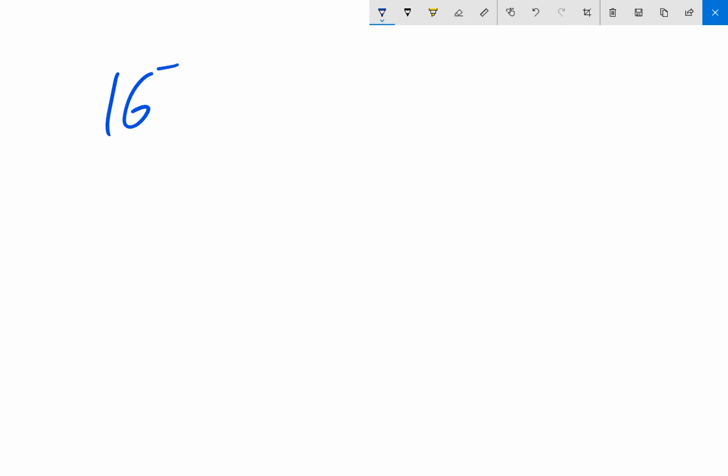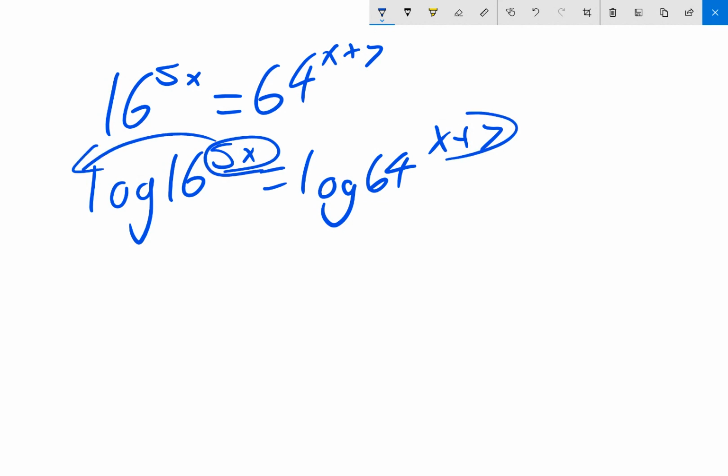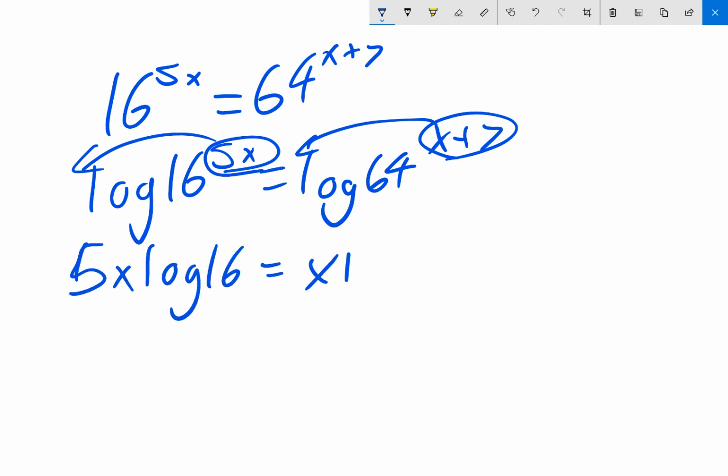Number 4, we have 16 to the 5x power equals 64 to the x plus 7 power. And if you notice, by the way, I'm doing all of these problems using what we called method 2 in class. So there is another way to solve these problems, but just to save time, I want to be consistent and do it the same way every time. Put log on both sides and then move the exponents to the front. So we have 5x log 16 equals x plus 7 log 64.